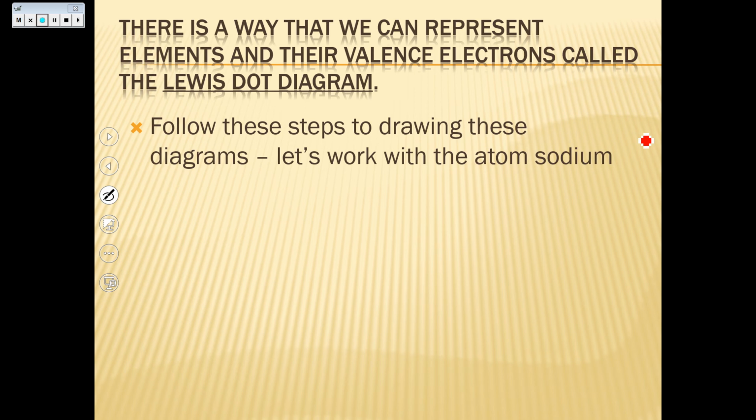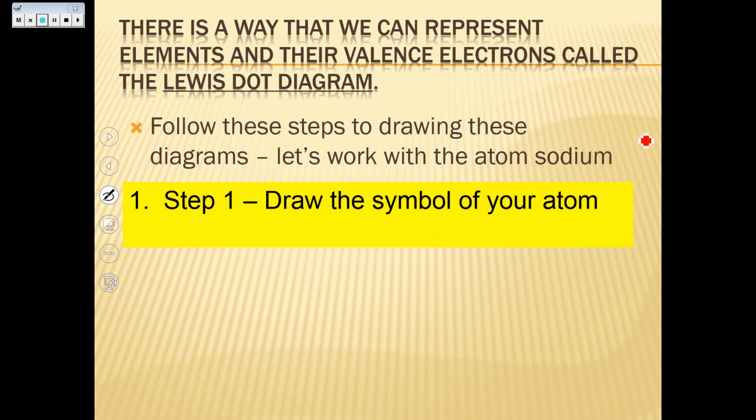Lewis dot diagrams are so simple. Follow these steps drawing these diagrams. Let's take a look at the sodium atom. When you draw a Lewis dot diagram, you are only drawing dots to represent the valence electrons of that atom. You're not drawing energy levels, you're not drawing all the electrons, you are just showing the valence electrons, which can simply be found by looking at the group number the element is in.